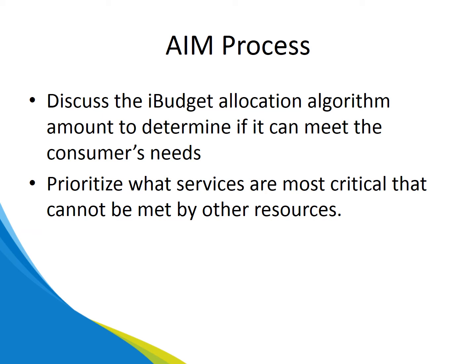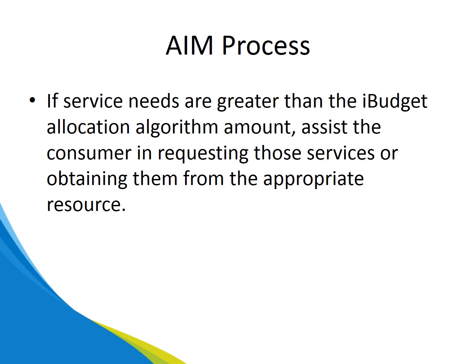Discuss the iBudget allocation algorithm amount to determine if it can meet your needs and prioritize what services are most critical that cannot be met by other resources. If there are service needs that are greater than the iBudget allocation algorithm amount, assist the consumer in requesting these services or obtaining them from the appropriate resource.